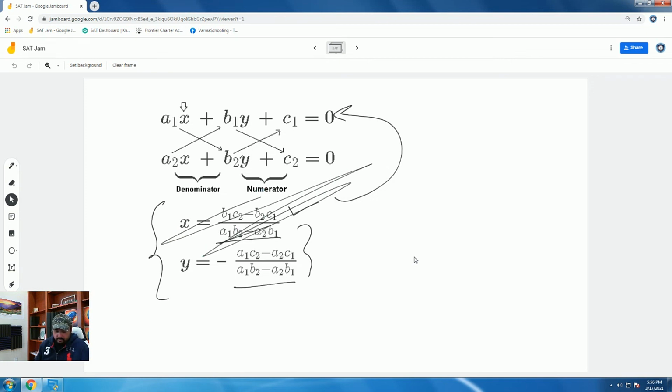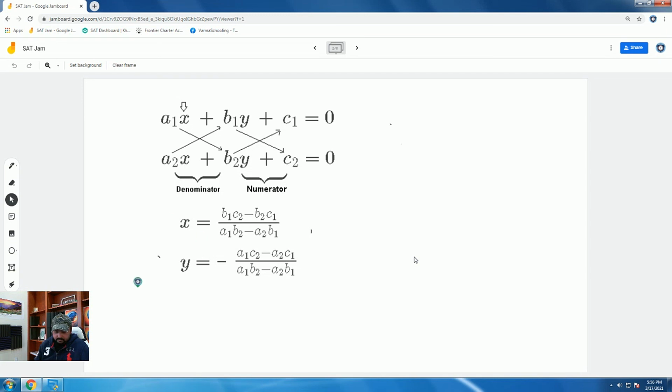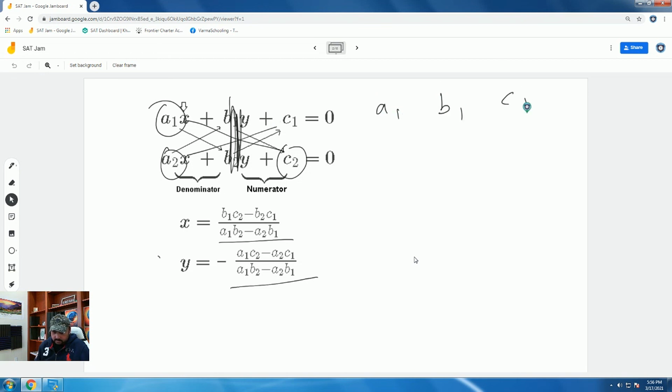For the value of y, just cover this column with your finger. The denominator is going to be the same in both cases, a1, b2 minus a2, b1. And then the numerator for y would be a1 times c2, crisscross, a2 times c1. So if I were to rewrite that so you can see clearly, a1, let's just write coefficients. So it's practically a determinant.